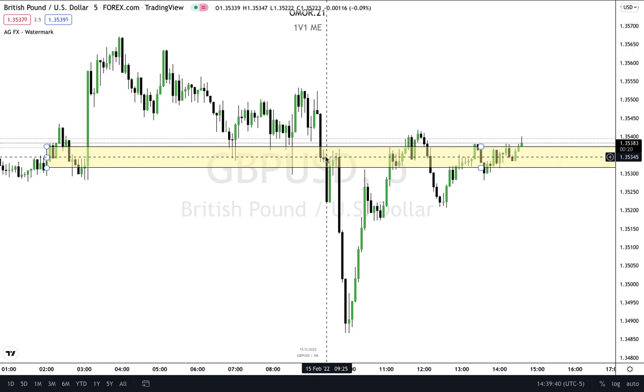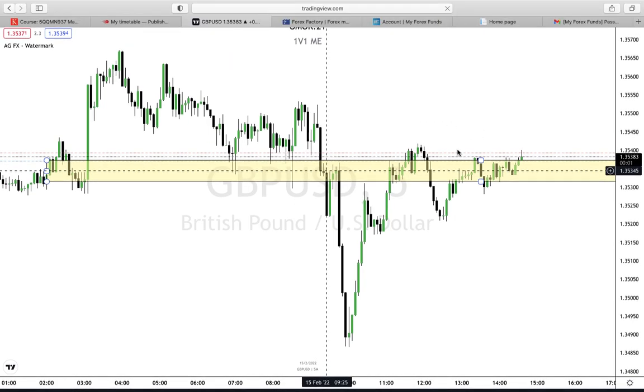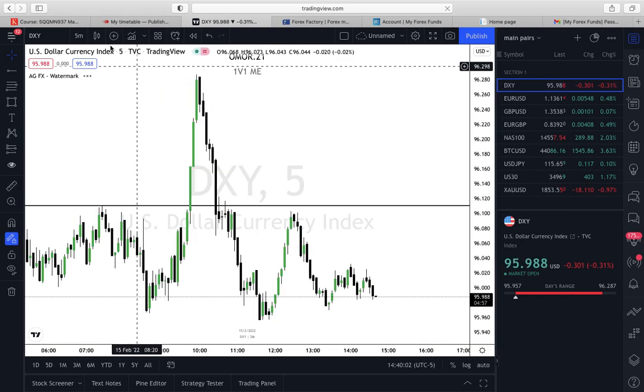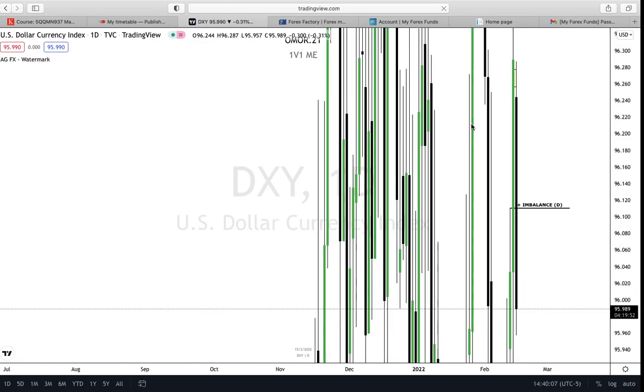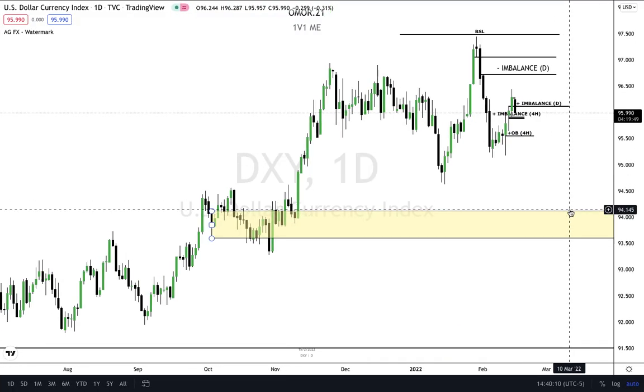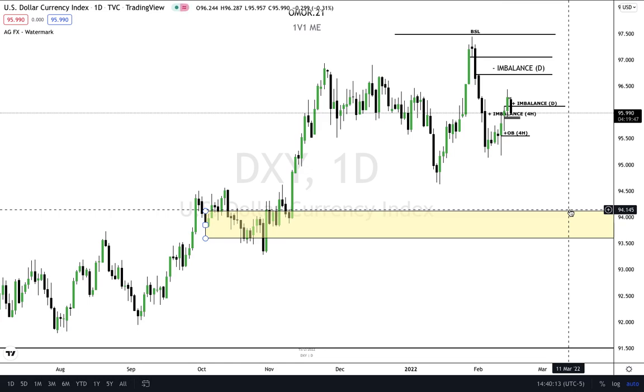So what should you see on the DXY? A large move up. What's going on in the US economy right now? What's the Fed trying to do? What did they say they're going to do in March? Increase the interest rates. And what are we seeing on the DXY? Let's look at it. Move up. That's what we're seeing on the DXY. We're seeing a big move up.